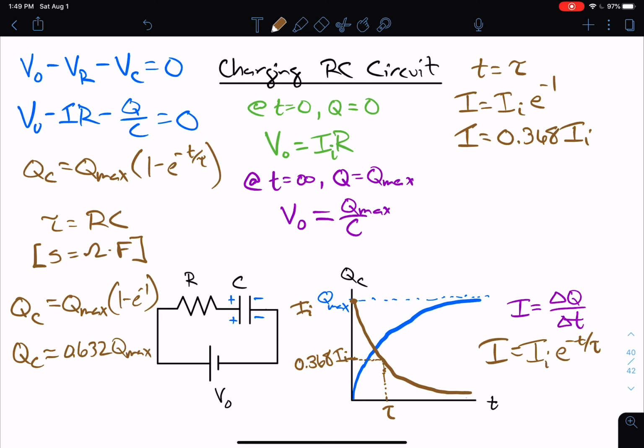If I'm talking about the charge, what I would be looking for is the 0.632. Well, that is going to be somewhere around here. That's 0.632 of Q max. And if I go down, it's, of course, the same tau if I'm talking about the same circuit. So this is the charging RC circuit. Just a real quick summary of how it works. And if you're wondering about the discharging RC circuit, you'll want to watch the video on that.